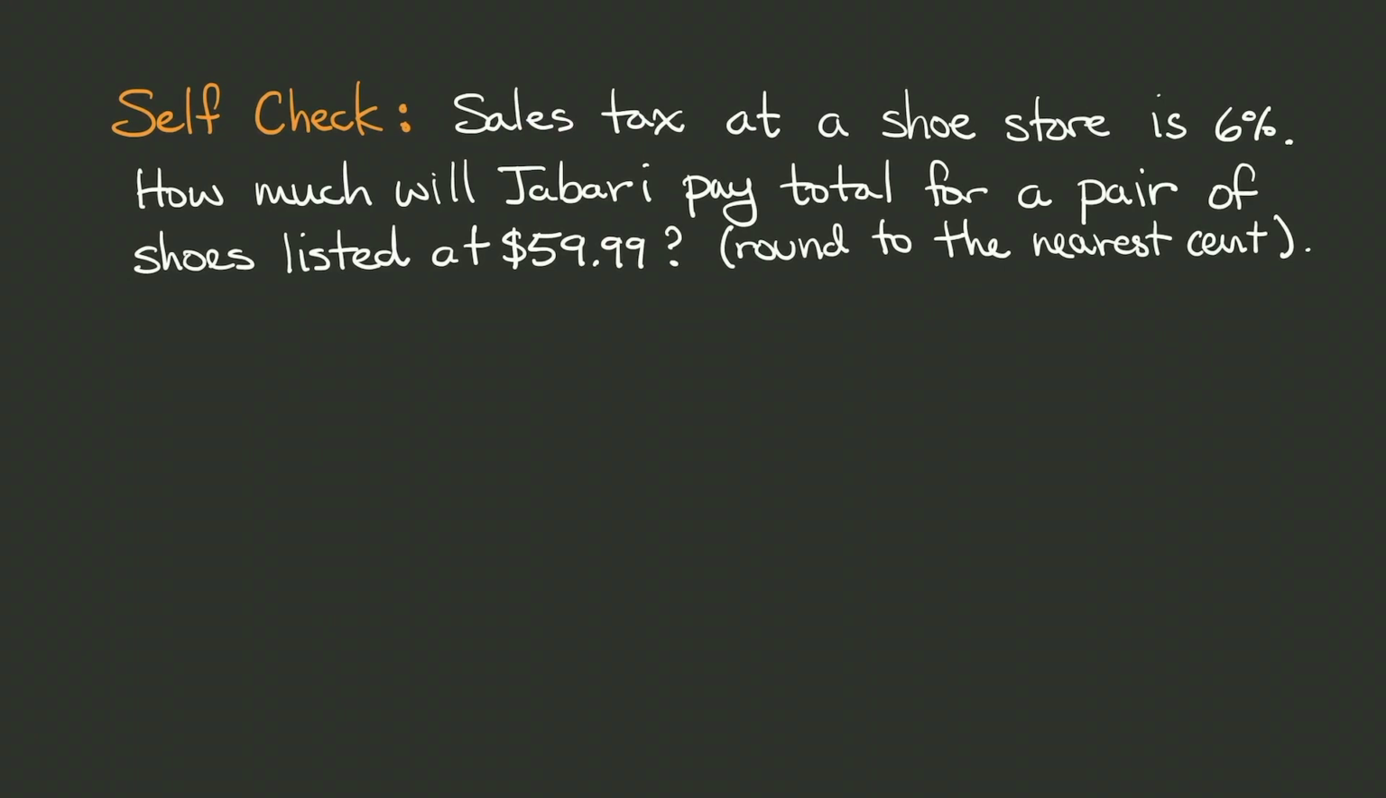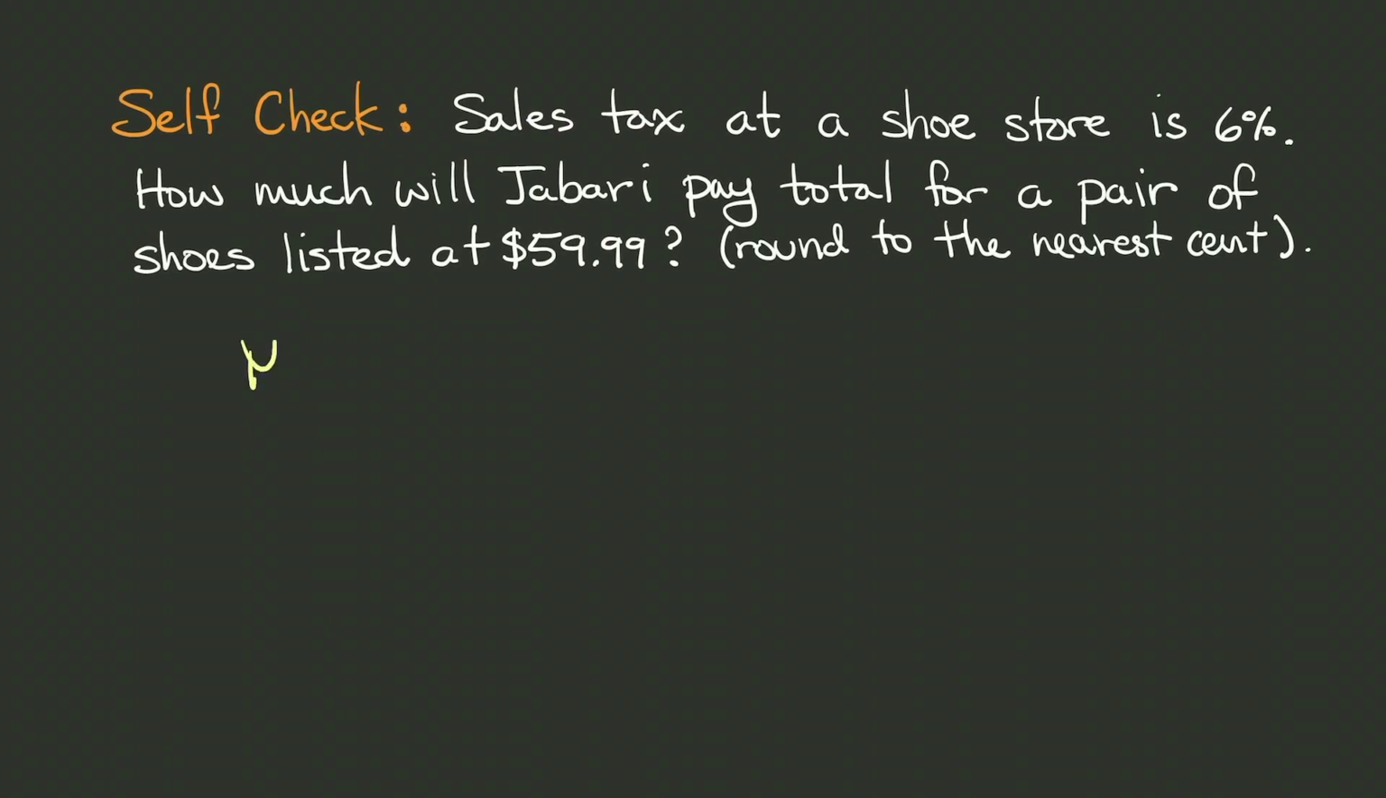Let's check for understanding. Work this one out on your own and then come back and check your answer. It says that sales tax at a shoe store is 6%. How much will Jabari pay total for a pair of shoes listed at $59.99? And it says round to the nearest cent.